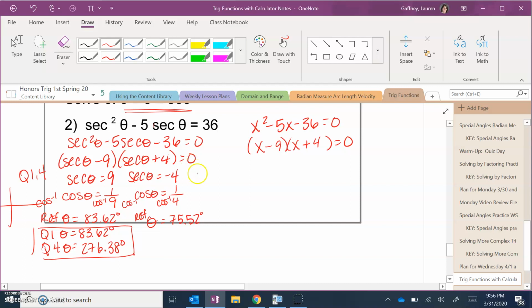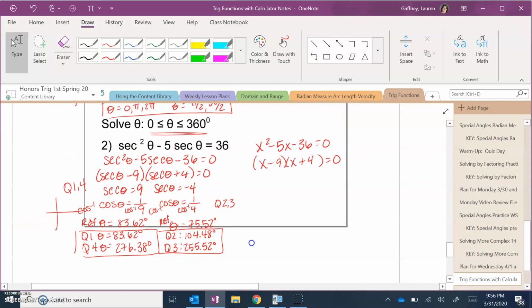Okay, so for secant to be negative, that means we wanted quadrant 2 and 3. So for quadrant 2, we want to take 180 and subtract the reference angle. So you should get 104.48 degrees. For quadrant 3, we would want to take 180 and add on the reference angle. So you should get 255.52. And those will be your 4 answers.